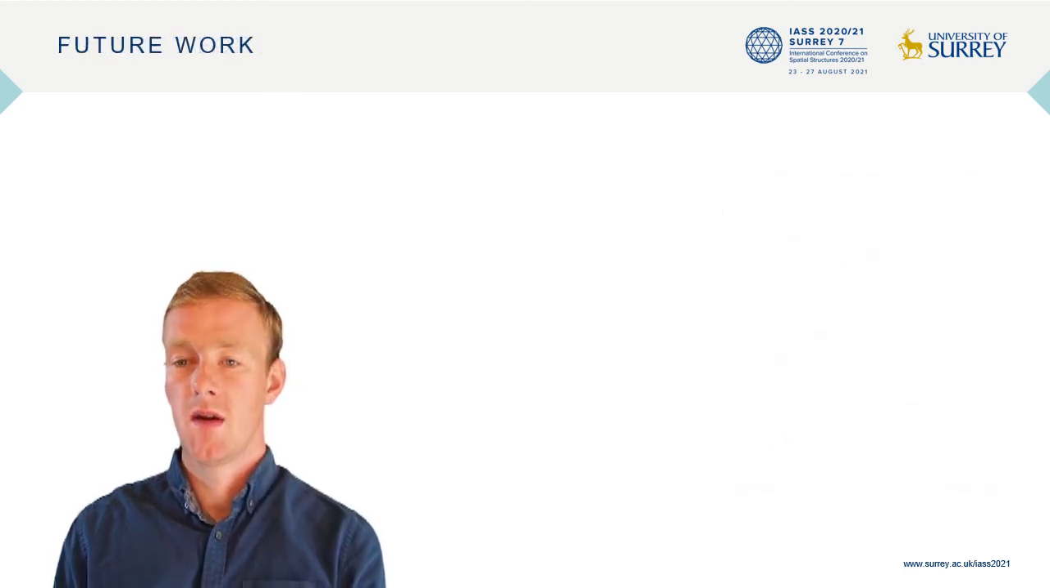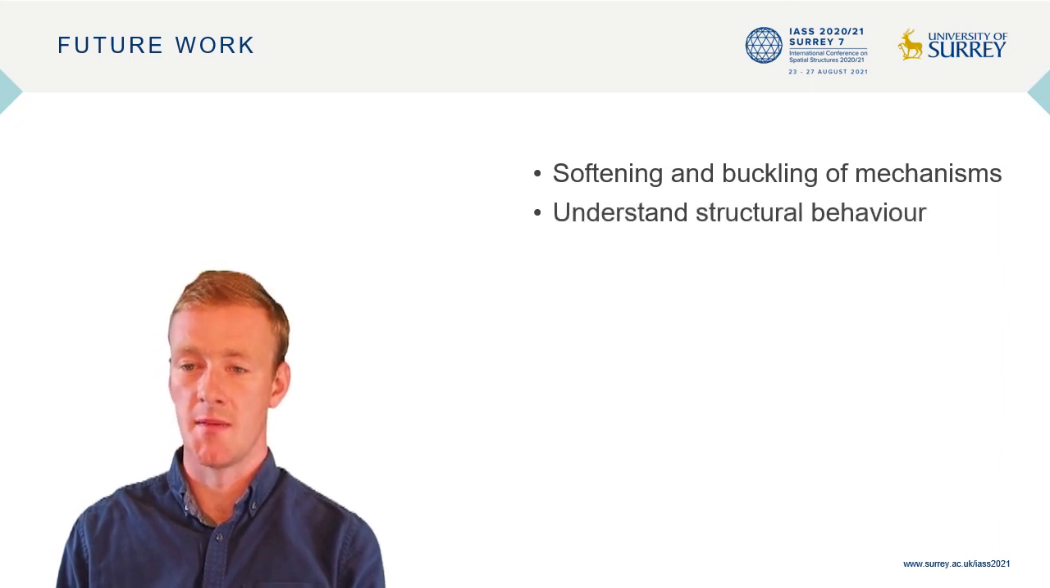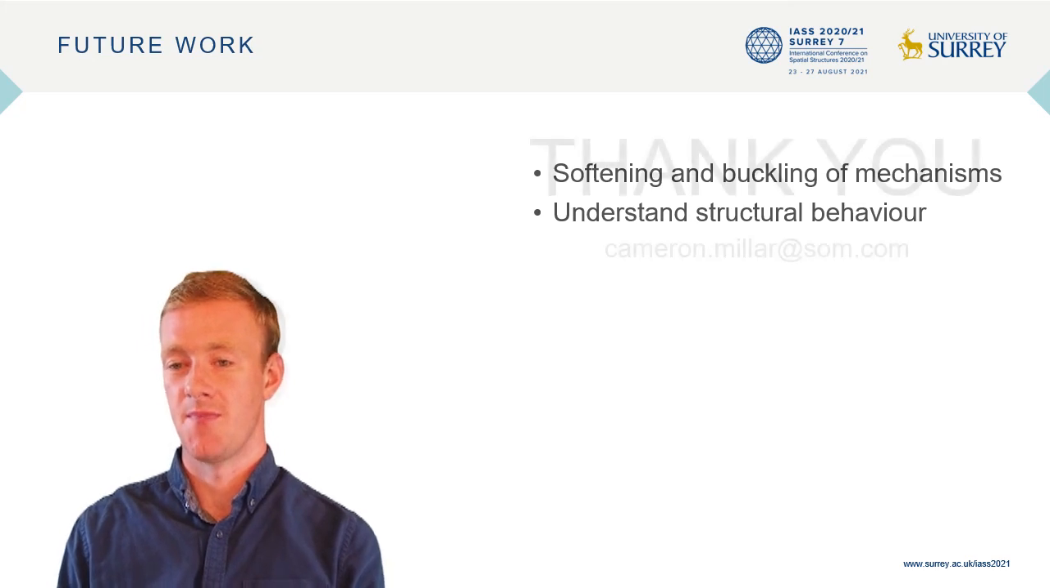presentation. There is a lot of scope for future work based on this paper, including future research into the impact of the structural softening and buckling of pre-stress-stable mechanisms. As this class of structure becomes more common, it becomes even more important to understand their behaviour.